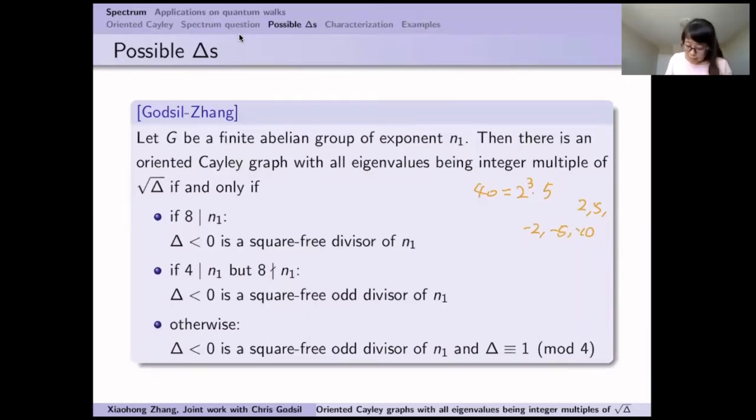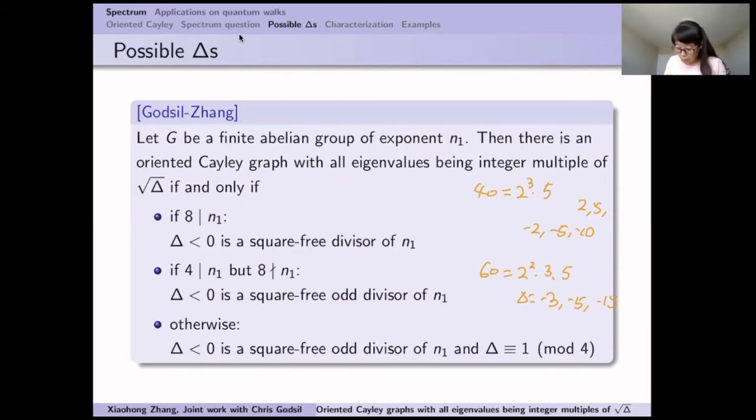And if N1 is 60, we have 2 squared times 3 times 5. So in this case, we can only take the odd divisors. We will have delta equals -3, -5, -15.